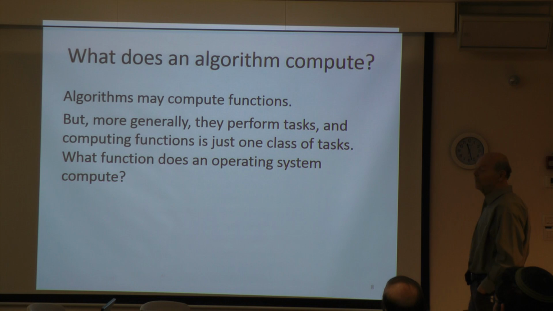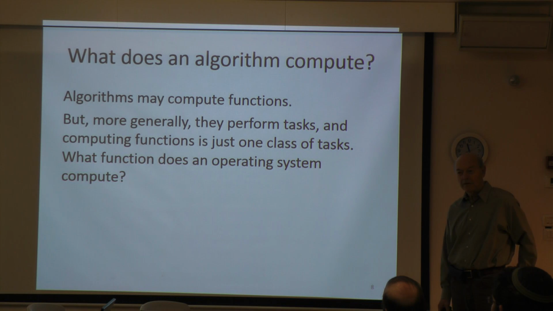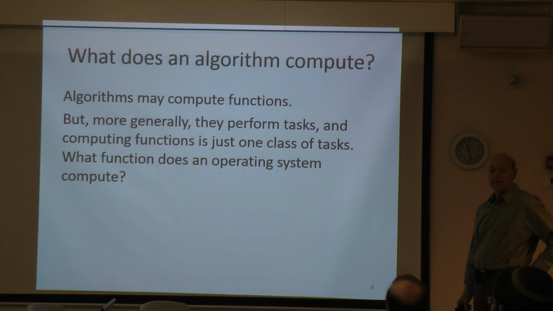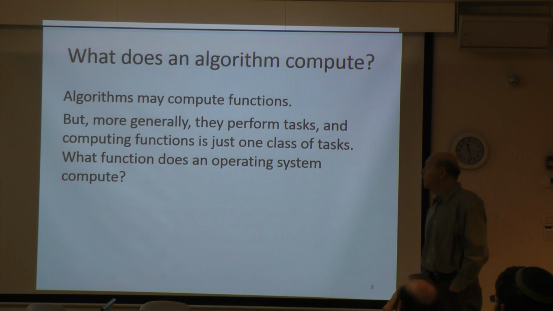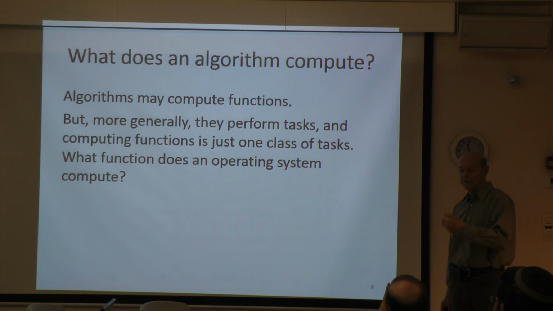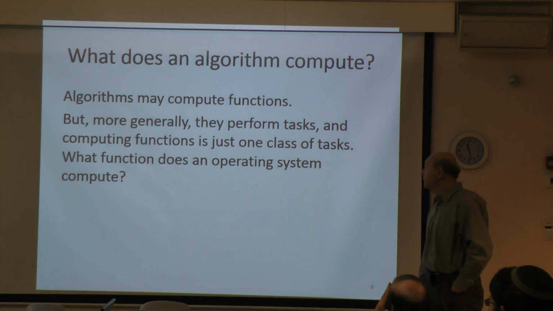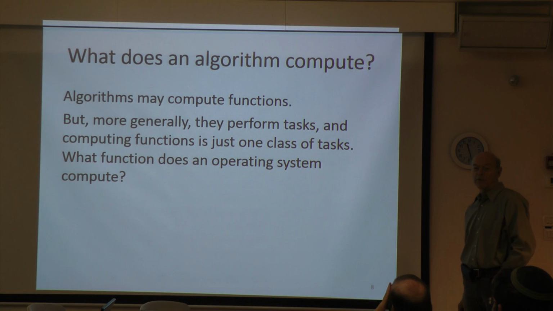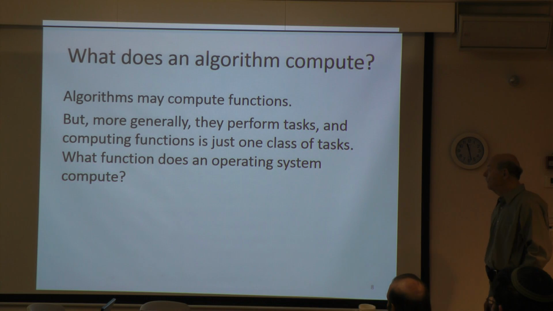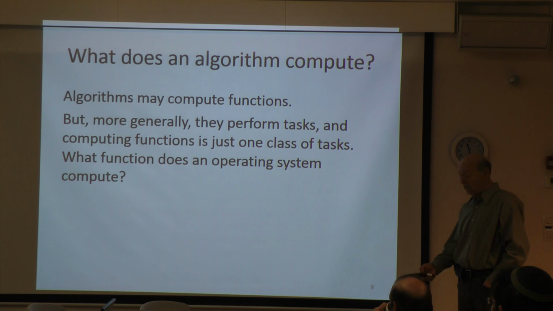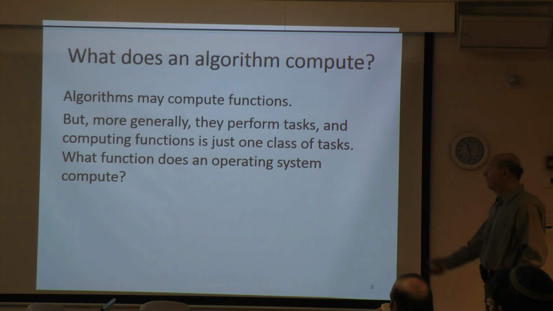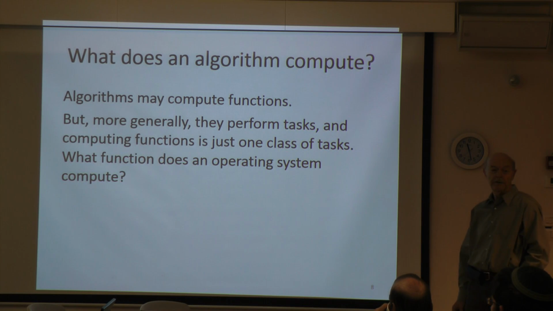So what does an algorithm compute? It does not necessarily compute anything. Logicians typically speak about algorithms that compute functions, and then you can speak about input-output relation. But in general, algorithms do all kinds of tasks, and computing a function is just one kind of task. For example, an operating system is an algorithm.